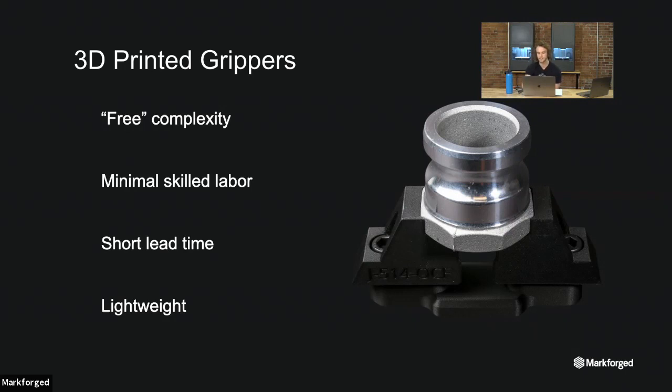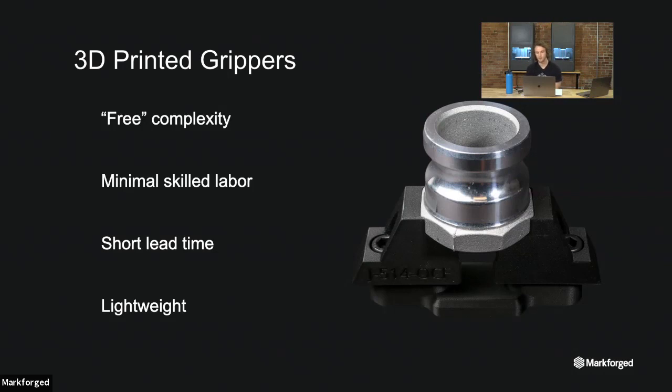In this case, these ones were printed using Onyx, which is printed on our composite printers, and which works out very well. We have a lot of customers who use our composite printers to make really lightweight, really durable end effectors, and you can get them same day. So it's a really advantageous avenue to take to manufacture end effectors.